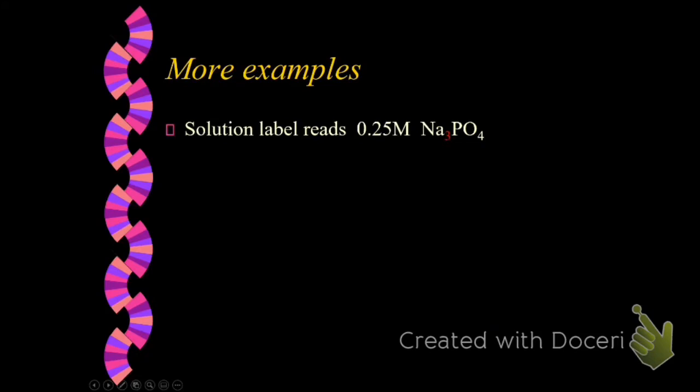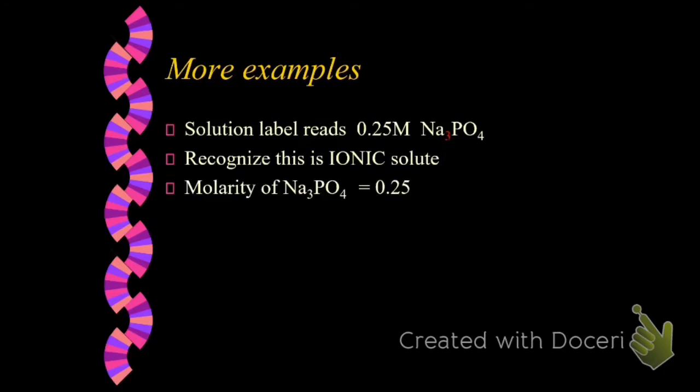Let's look at some more examples. I have a solution label that says 0.25 molar sodium phosphate. I recognize that it's an ionic solute because I have a metal, a cation, and an anion. We have a polyatomic ion with the sodium. So I look at my subscripts. If I want the concentration of the whole thing, it would be exactly what's on the label, 0.25 molar.